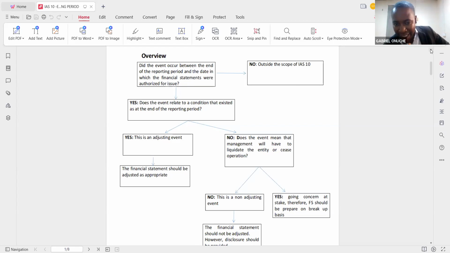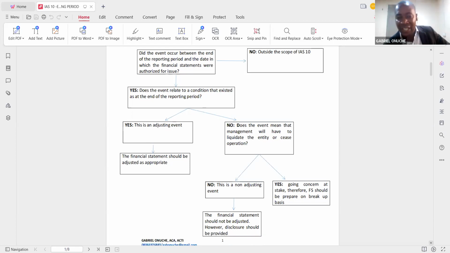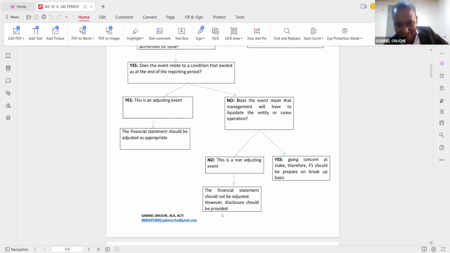If the answer is no, then this is a non-adjusting event. And what is expected of us when it is a non-adjusting event? The answer is the financial statement should not be adjusted. Rather, there should be a disclosure of such non-adjusting events in the financial statement.